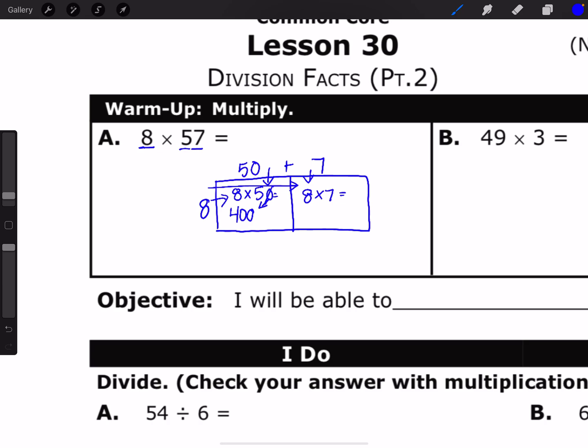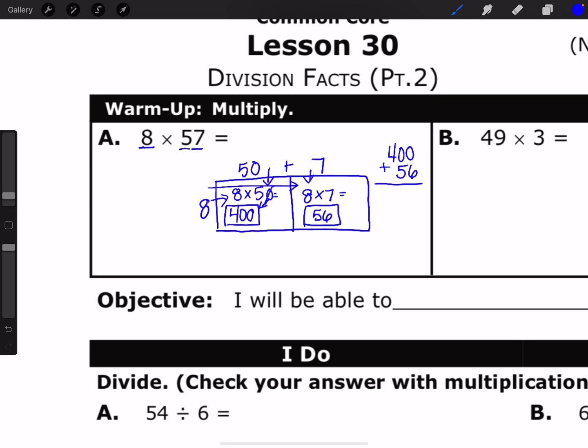I know that 8 times 5 is 40, and I need 2 more groups of 8, and 2 groups of 8 is 16, so 40 plus 16 is 56. So we're going to put 56. Our partial products are 400 and 56. We need to add them together before we can get the actual product.